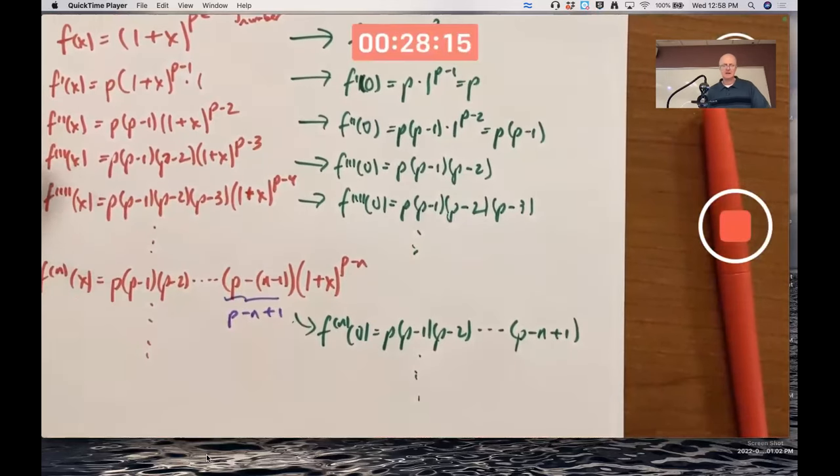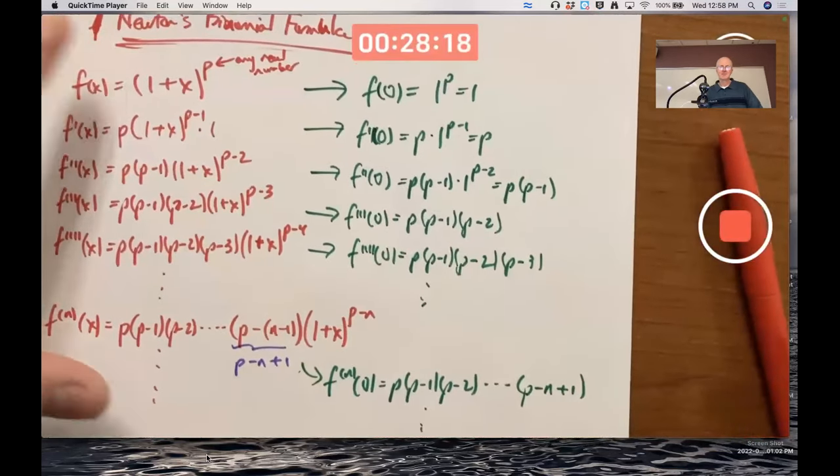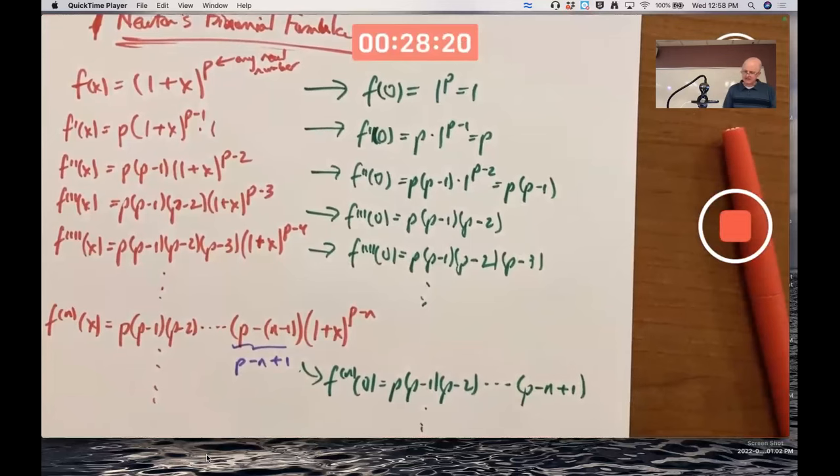Question? Yes, there is. These are related to factorials. That was the question, is this related to factorials? And yes, it is. Though I'm not going to get into the details because we need to do some more examples, but you might want to think about that.